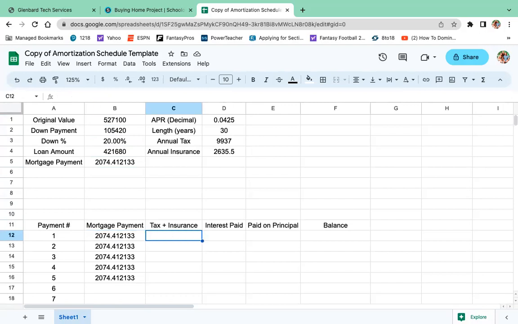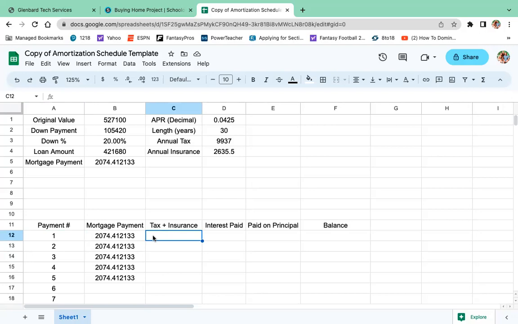Okay? Now, taxes and insurance. How much are we going to spend on those? What we are going to do to figure that out is this is our annual tax. This is our annual insurance. To find the monthly tax and the monthly insurance, every payment is a month, not a year, a month. So to do taxes and insurance, we're going to take the annual amounts and divide by 12. So it's going to look like this.